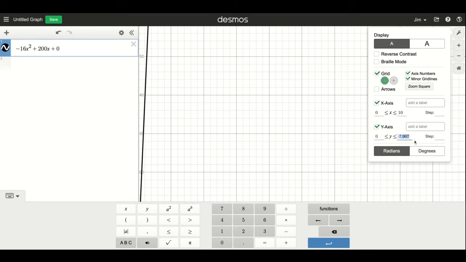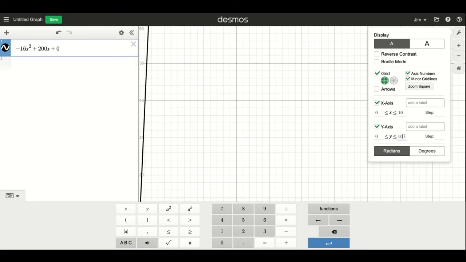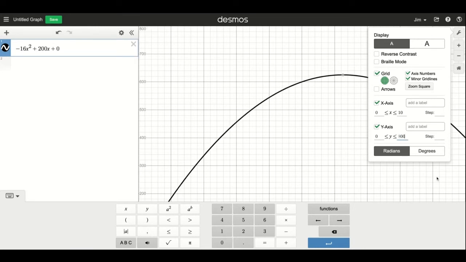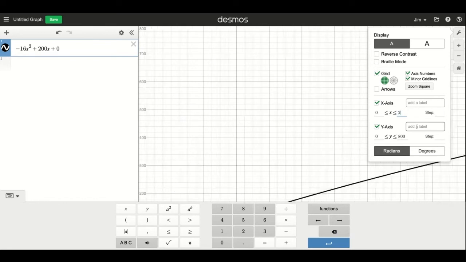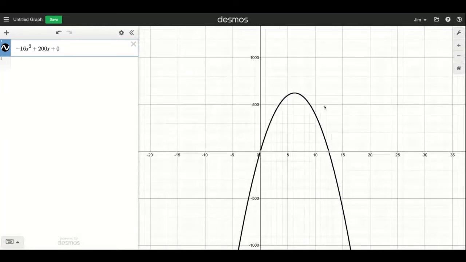And then since my initial velocity is 200 feet per second, I know it's going to go up pretty high. So I'm going to try 350 just for this. Okay, so now it doesn't look like I'm high enough because I don't see the top of the parabola. So I'm going to go up to, let's say, 600. Oh, I almost see the top of it. Let's go up to 800. And I'm just guessing. I've never done this problem. Now, it doesn't look like I'm going to see the end of my parabola either. So I'm going to change my x-axis to, let's say, 20. All right, so now I just played around with my piece of graph paper, and this is what I get, okay?